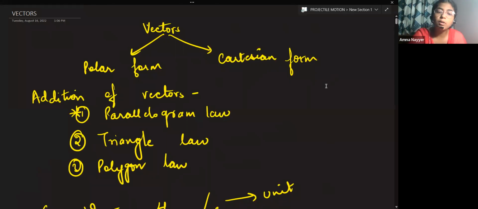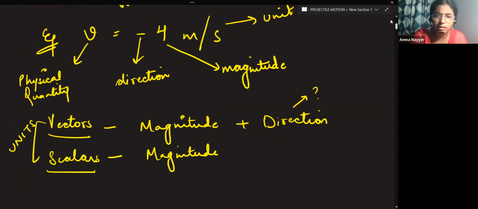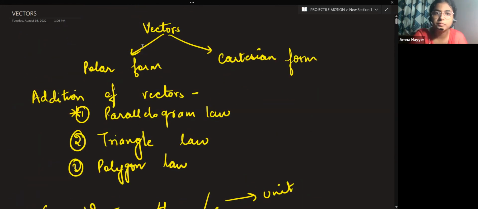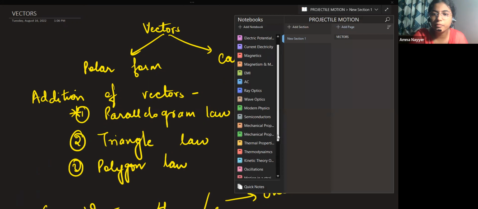So parallelogram law is what will help you when 2 vectors are there. So we'll study parallelogram law. But before we study it, just note down these introductory points. Then we'll start with parallelogram law. Okay, before that, let's discuss the assignment.